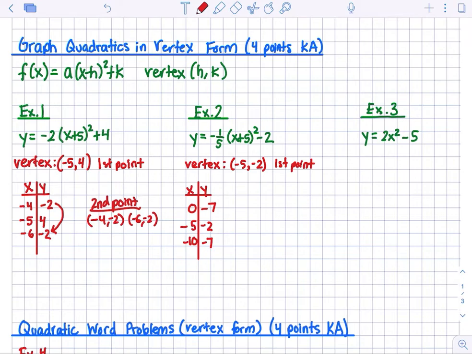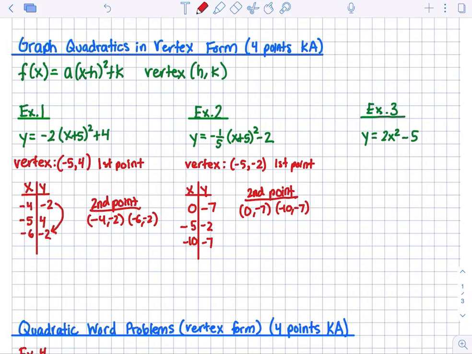Okay, if you want to see that written out: -1/5 times 25, -5, -5 minus 2, -7. So that's what it looks like written out to get that first coordinate. Your second point would either be (0, -7), which you can plot, or you can plot (-10, -7). But you must always graph your first point too, which is the vertex.